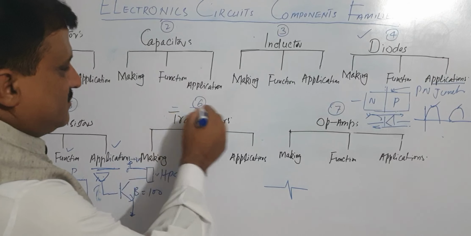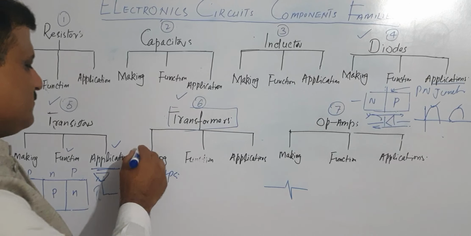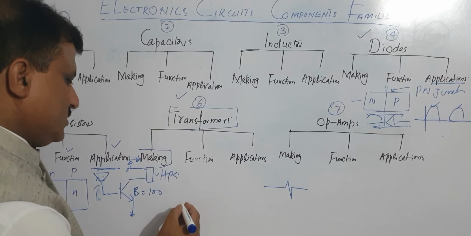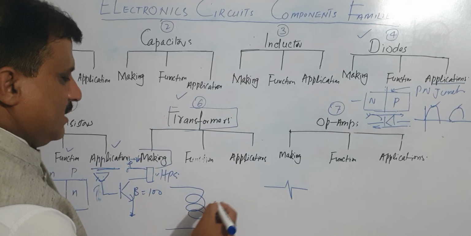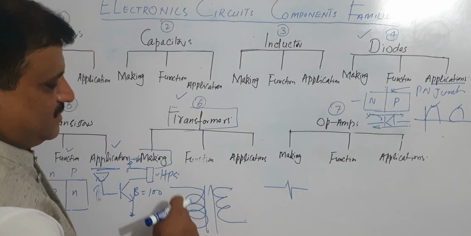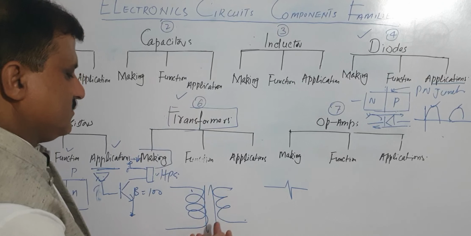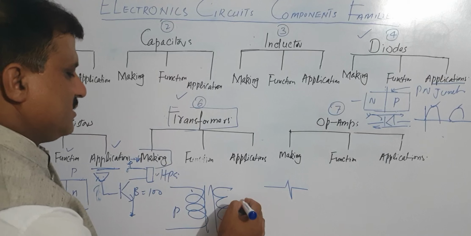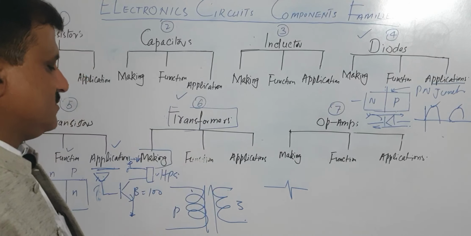Next is the transformer. Here you can see that component number 6 is the transformer. A transformer is made from inductors, because if you take a coil as the primary coil and another coil as the secondary coil, and we make these turns across a certain core, we are able to make a transformer. If there are more turns in the primary coil and fewer turns in the secondary coil, this type of transformer is called a step down transformer.